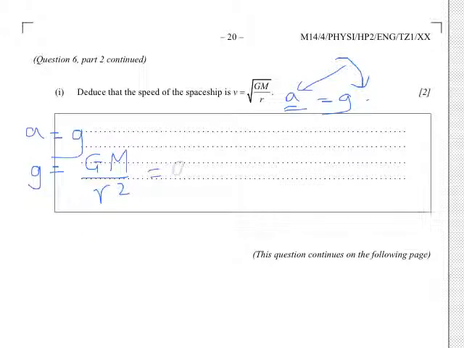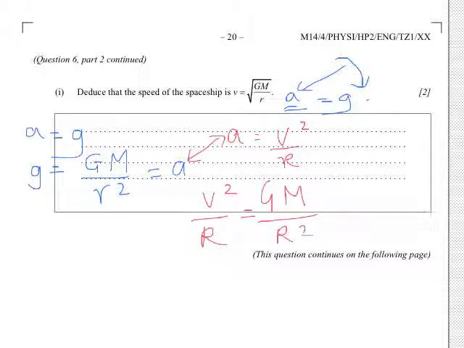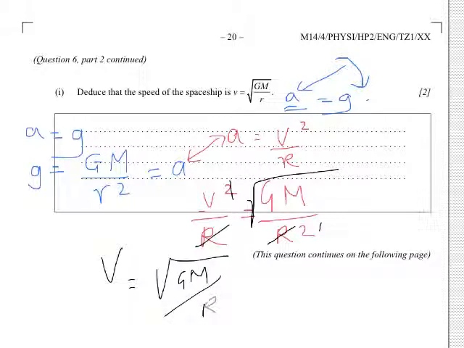we have an expression for acceleration. But we also know through circular motion that acceleration is also equal to v squared over r. Okay, so if we put these two together, we end up with v squared over r equals GM over r squared. And in order to make v the subject of the equation, I can cancel out one of the r's, and I can square root. So I end up with v equals the square root of GM over r.